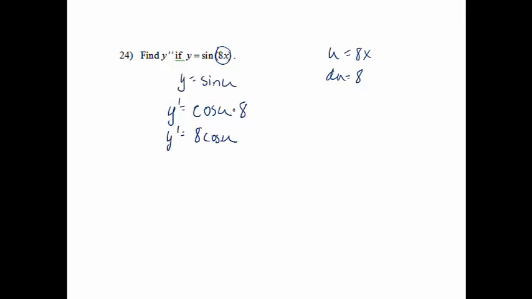I'm not going to plug my u back in yet because I know I have to take the derivative one more time. So my second derivative, the derivative of 8 cosine u would be negative 8 sine u, and then once again I have to multiply by the derivative, so I have to multiply by du, which is again 8, and so if I just simplify that, I'm going to get negative 64 sine. Now I'm going to put my u back in because I don't need to take the derivative anymore. So that would be my second derivative.